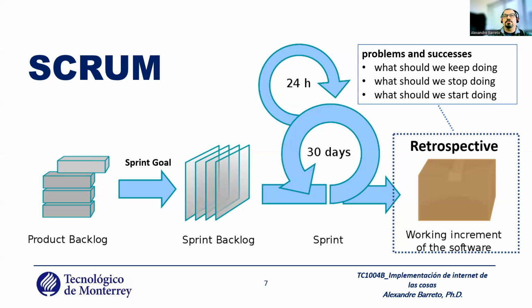Another thing is, what should we stop doing? For example, you have one guy that does not go to a lot of meetings, daily meetings, for example. We need to stop it. For example, Fred, we need to stop missing the daily meeting.